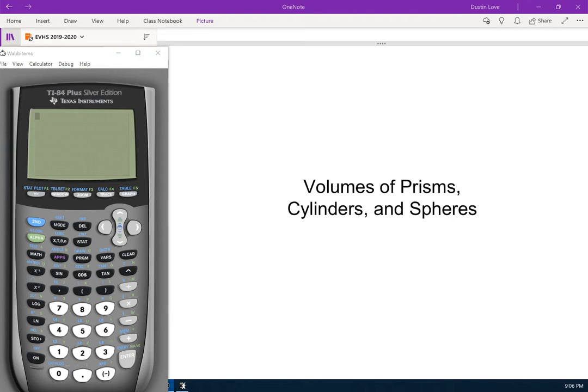We didn't spend very much time on area because we kind of got to start moving things along. We're going to be moving on to volume today. Our three basic solids: prisms, cylinders, and spheres. Now, I wanted to come up with some way of helping you guys visualize this.